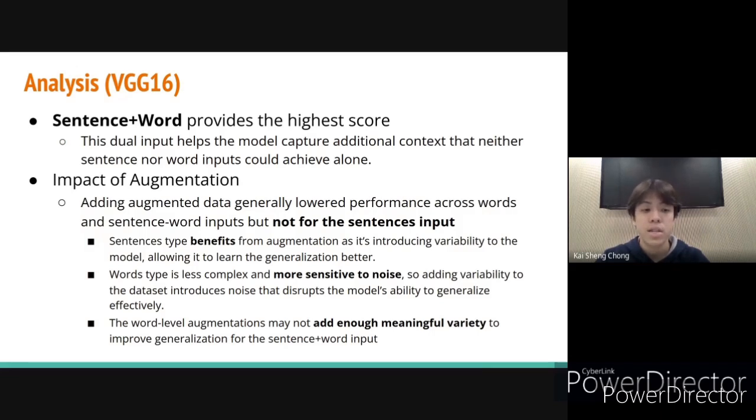Now I'll talk about the impact of the augmentation. Adding augmented data generally lowers the performance for word and sentence plus word inputs, but not for the sentence input. The sentence type benefits from augmentation because it introduces variability, allowing the model to learn generalization better. But the word type is less complex but more sensitive to noise, so adding variability reduces the model's ability to generalize effectively. For the sentence plus word input, the word-level augmentation may not add enough meaningful variety to improve the generalization of the model.